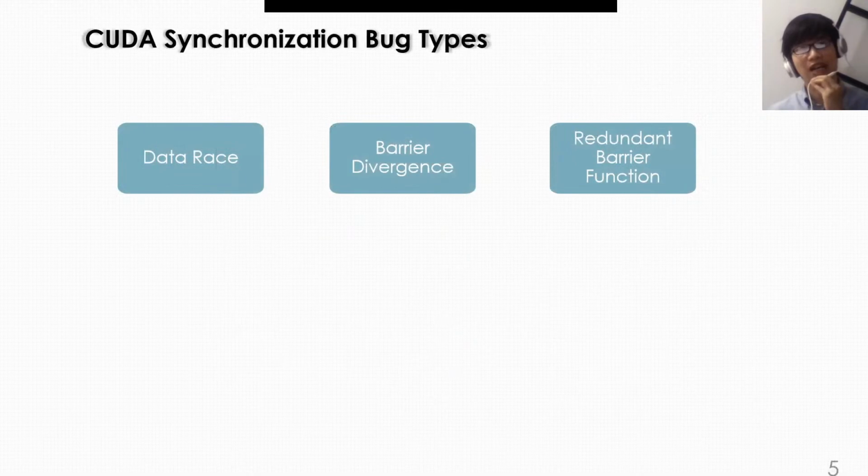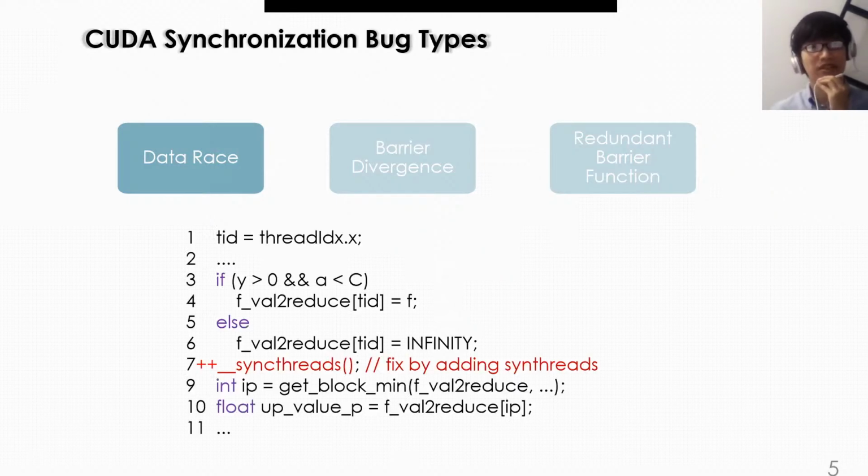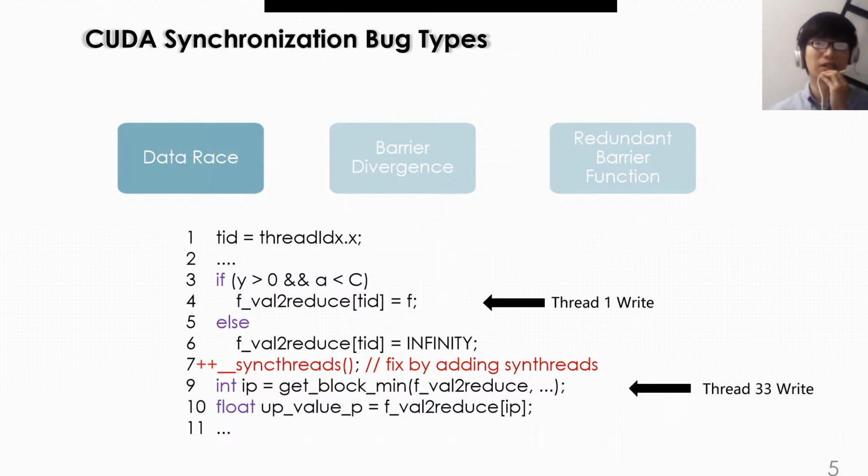We have three types of CUDA synchronization bugs here. The first one is data race. The visit order for read and write actions or write and write actions for two or more threads cannot be determined in CUDA programs, and we call this situation a data race. We have an example here. Suppose thread 1 writes something to a memory address, and thread 33 writes something to the same memory address. Because the order of the writing actions cannot be determined, we say there's a data race.